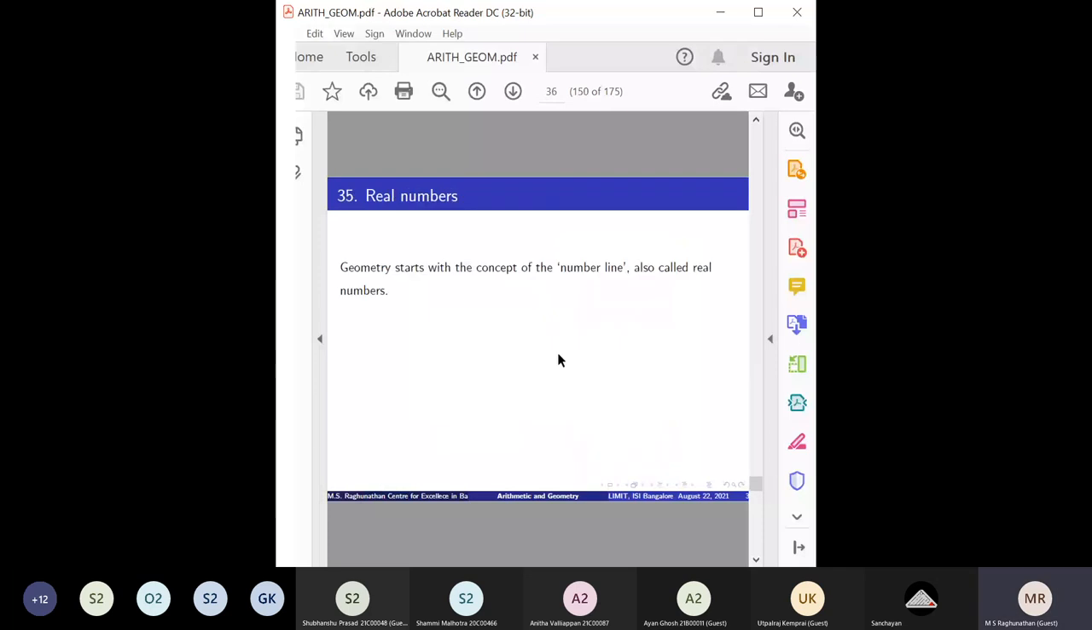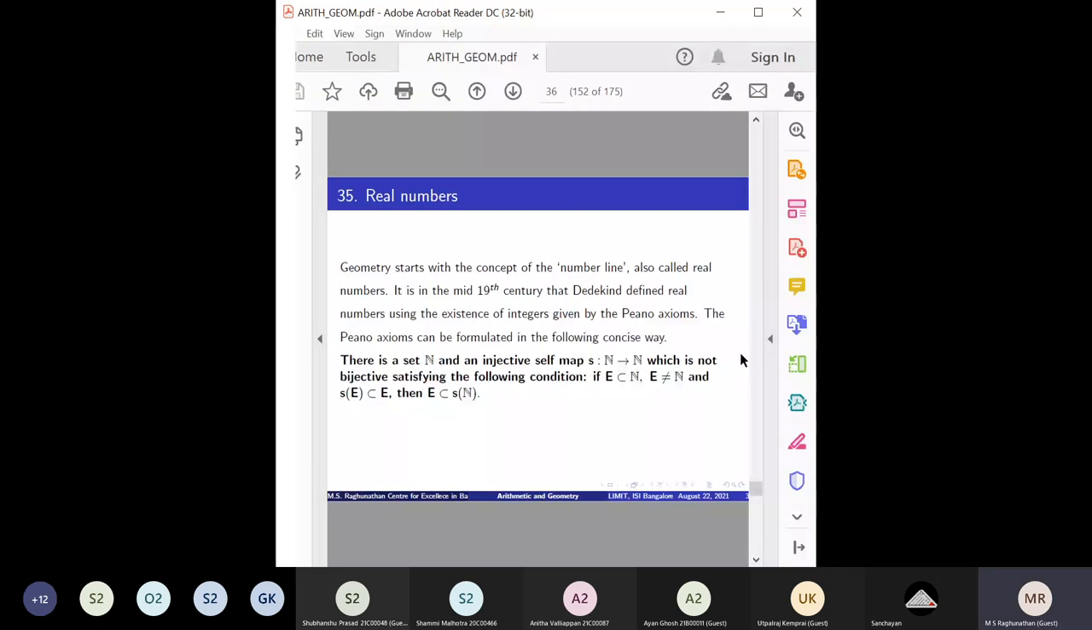Geometry starts with the concept of the number line, also called real numbers. It is in the mid-19th century that Dedekind, as I told you, and the Peano axioms are introduced, and Dedekind defined real numbers using the existence of integers given by the Peano axioms. Maybe it's part of your syllabus, I'm not sure, but I don't want to go into it, but Dedekind was able to define real numbers starting with Peano axioms.